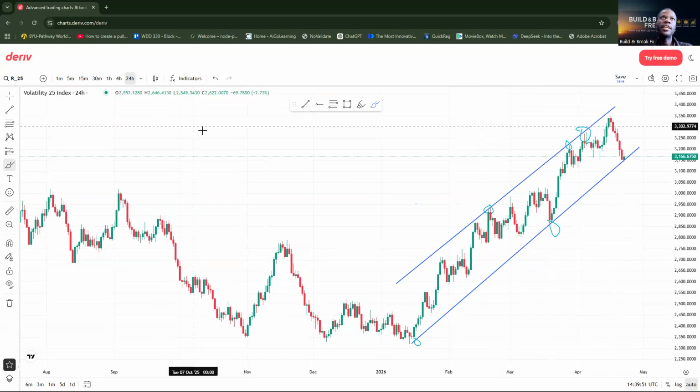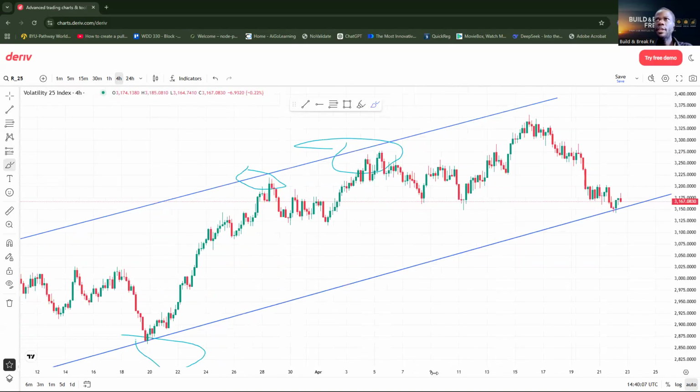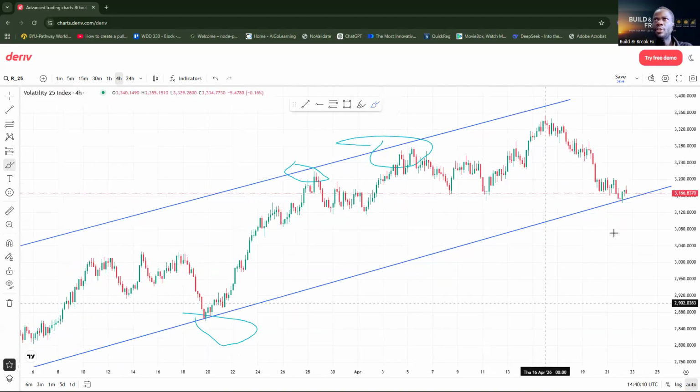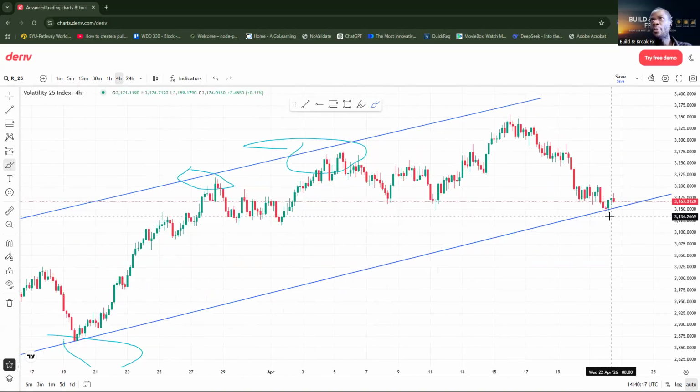So now, if we want to look for entries, what we need to do is to come down to a lower time frame, because we need to look for entries. We come down to 4 hour. Now, as you can see, there is a rejection here. This candle is a rejection. It's a sign of buying momentum. You have this engulfing candle here, and then followed by a hammer.